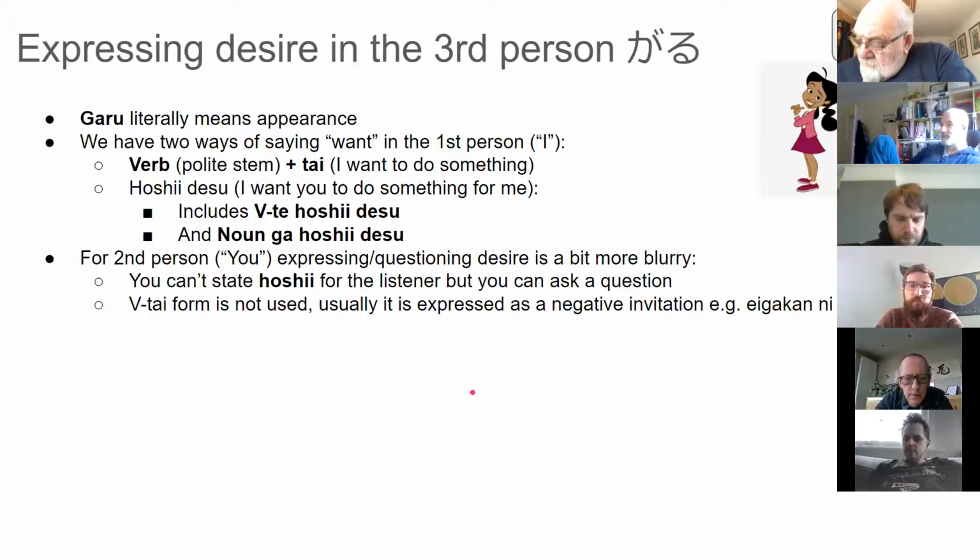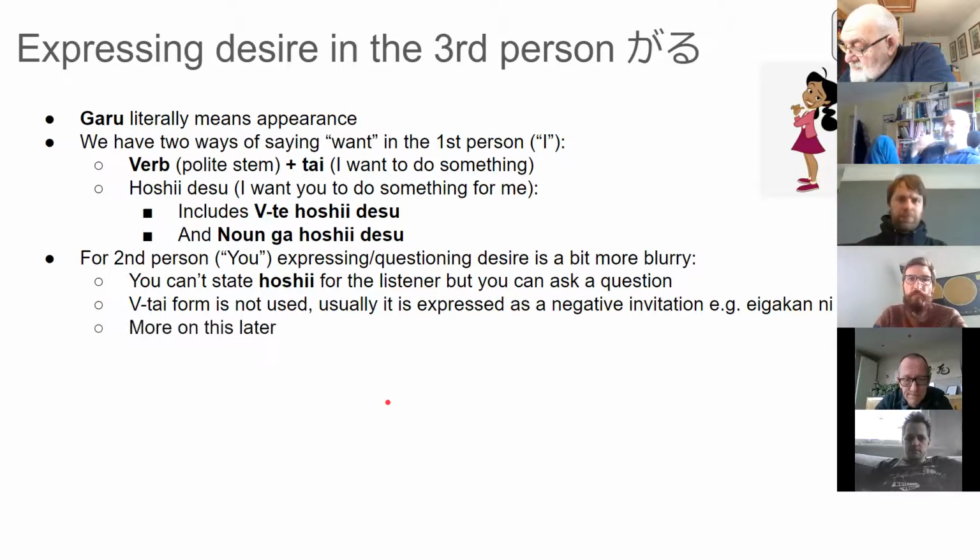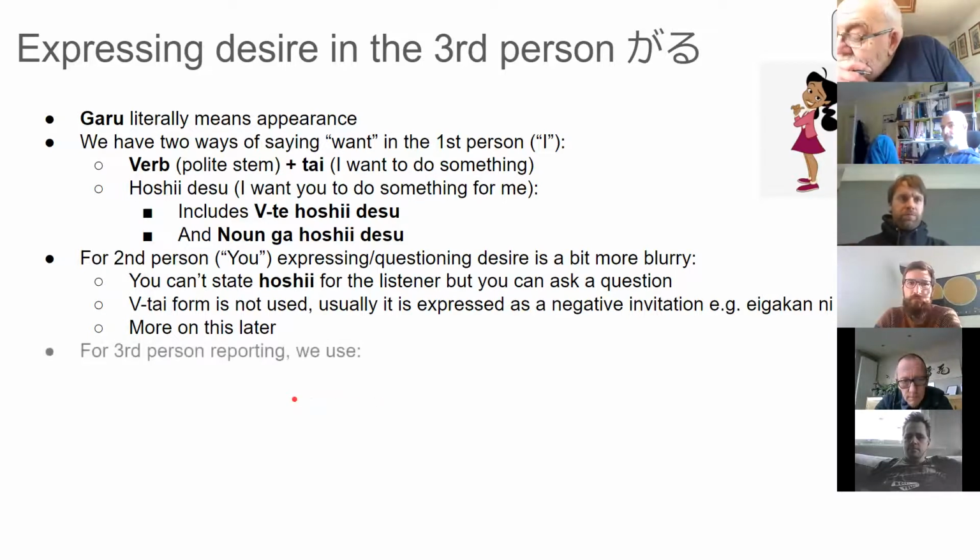I know it seems like we're throwing in a lot of new subjects here, guys, but actually everything we've done so far, with the exception of hazu, is all revision. We've done this before already. Anyway, we'll come back to second person later, because as you can see, different applications require a different principle. Let's look at third person today and this use of garu.